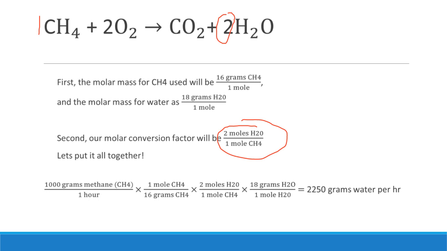So now we've got our big train track problem. Let's put it together. We start with 1,000 grams of methane that we're burning per hour, right? Let's put that per hour in there. So it's not just over 1, it's over 1 per hour. 1,000 grams of methane is going to be 2,000, that makes it about 2,000 times 18, et cetera, et cetera. The math works out to be, oh, where'd it go?